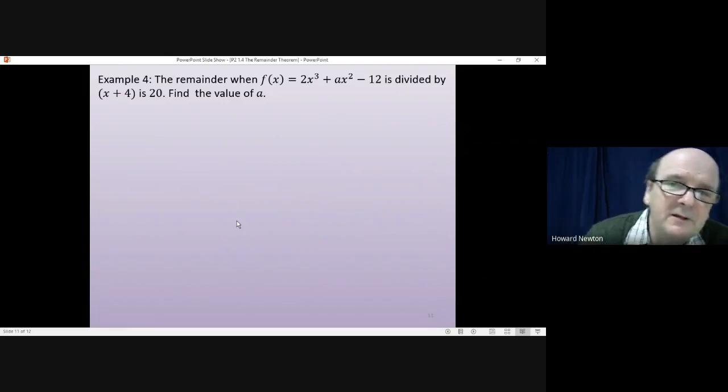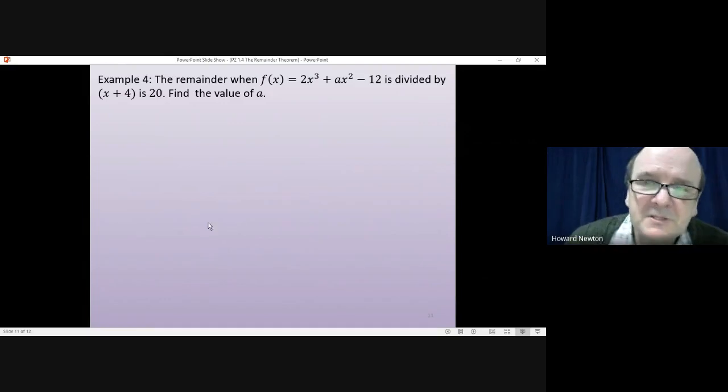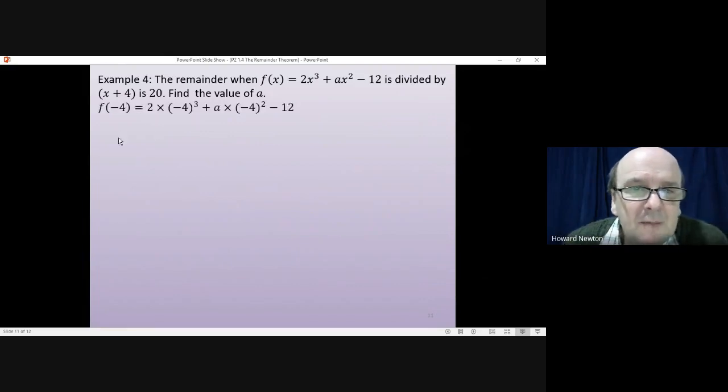Okay, let's have a look at this. So this time they've told us both what we're dividing by and what the remainder is when we divide by that. So what that means is if I put minus 4 into this function, that's what I get if I put minus 4 into the function. I know that this is going to equal 20 for the answer.